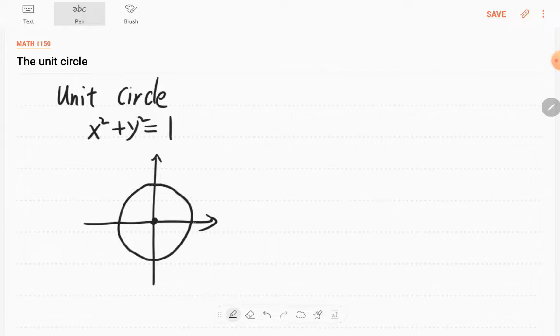So here this point is 1, 0, and this point is negative 1, 0, and this point is 0, 1, and this point is 0, negative 1. So this is called the unit circle. So now let's look at the trigonometry function on the unit circle.